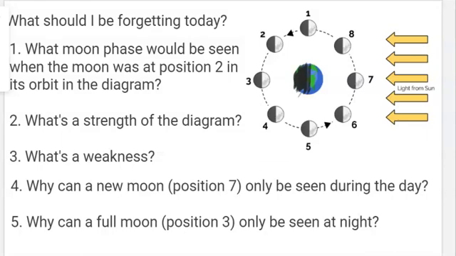At position 2, right here, what moon phase would you see when the moon was at position 2 in its orbit? So the sun is here. Remember how to use these diagrams to find a moon phase on your assessment. You don't have to just memorize what position 2 would be. You have the model to help.